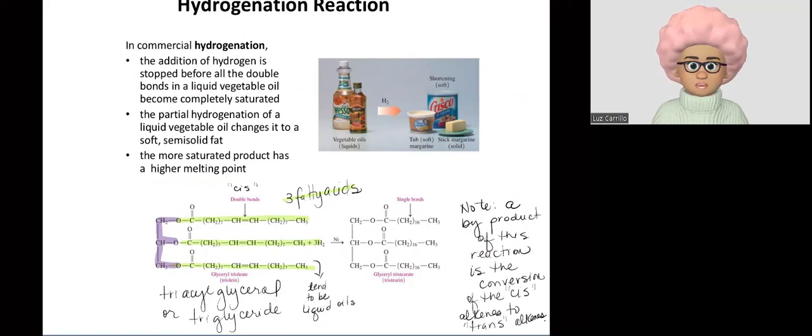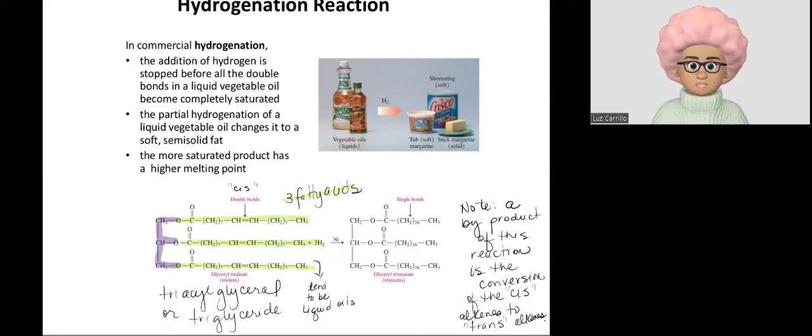Now, there are some problems with this reaction. It's not a perfect reaction because along with the saturated product that is desired, there's also a byproduct that can be produced. So as I mentioned a few moments ago, when it comes to what we start with, this molecule actually is a cis fat. In this reaction, you can actually have a side reaction in which that cis oil can be converted into a trans oil. So those alkenes can go from cis to trans.